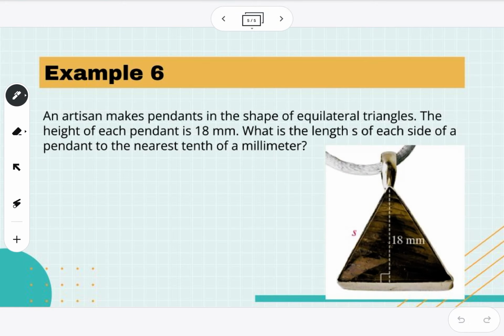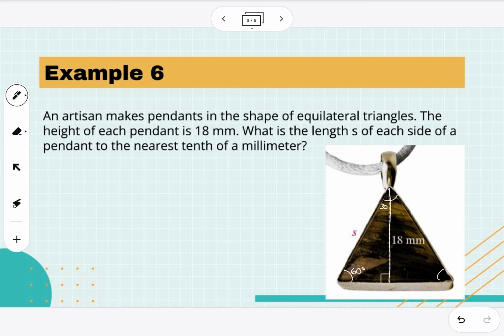It's our final example over here. We're dealing with a pendant. It's in the shape of an equilateral triangle. So if I'm dealing with an equilateral triangle, what would each of my angles be? Hopefully you said 60. So I know each of these angles is 60 degrees. If they're cutting the pendant exactly in half, they're telling us that the height of the pendant is 18. Well, I'm dealing with a perpendicular bisector there, so I must have cut this top angle exactly in half. So I'm dealing with a 30, 60, 90 triangle.